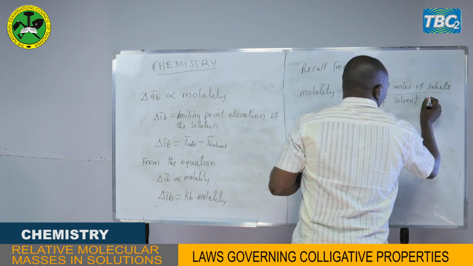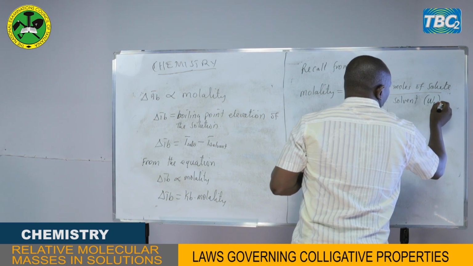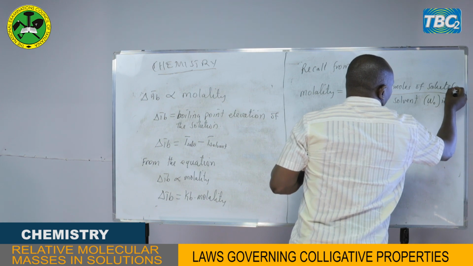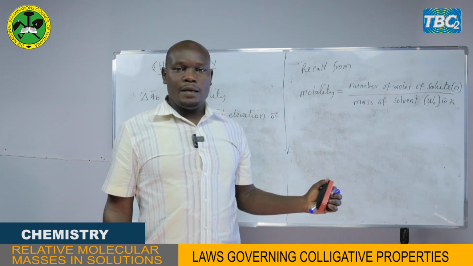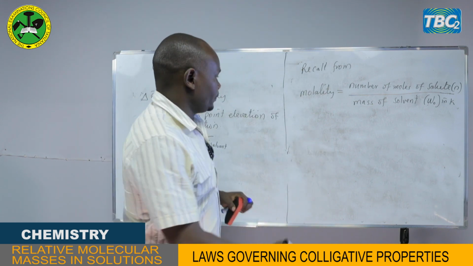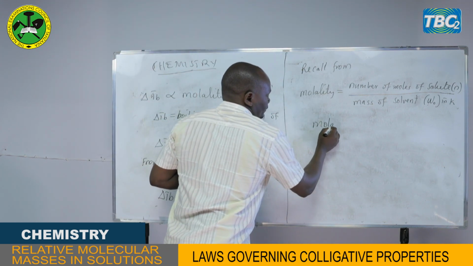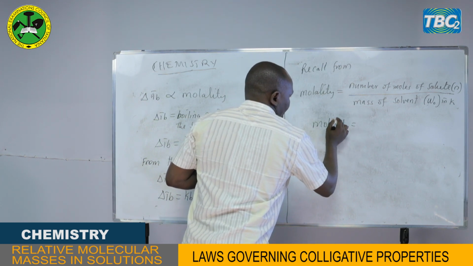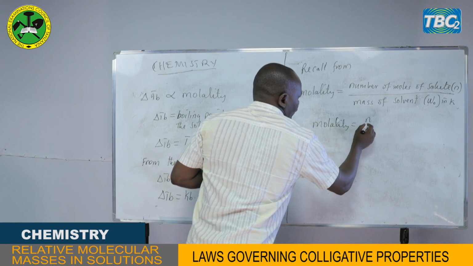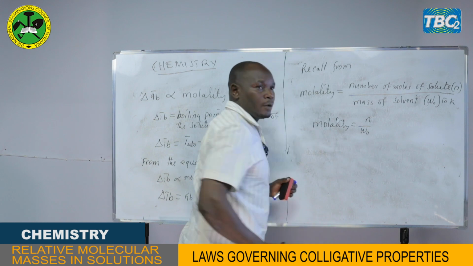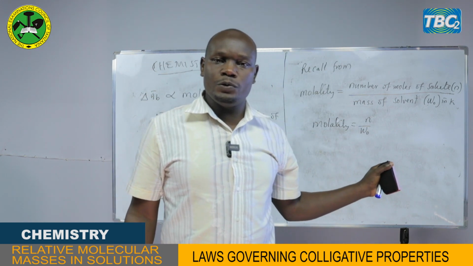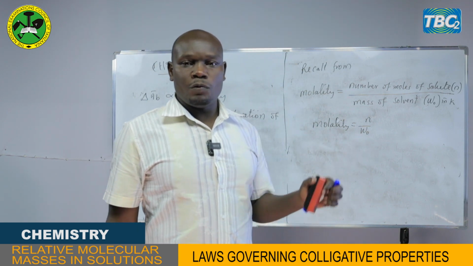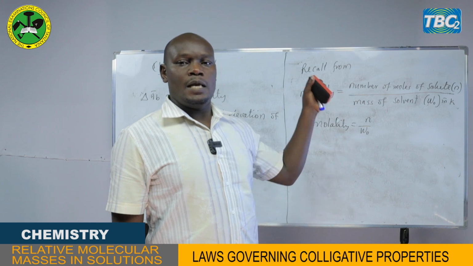Let's call it W naught, but in kilogram. And the number of moles of solute, let us abbreviate it as small letter n. That is molarity. Therefore, molarity now is equal to n over W naught, whereby n stands for the number of moles of the solute and W naught stands for the mass of solvent, but the mass of solvent is in kilogram.